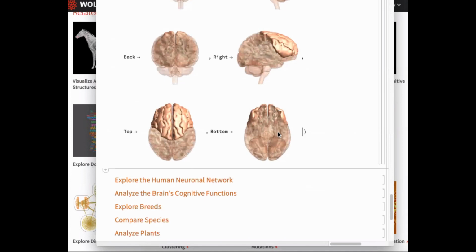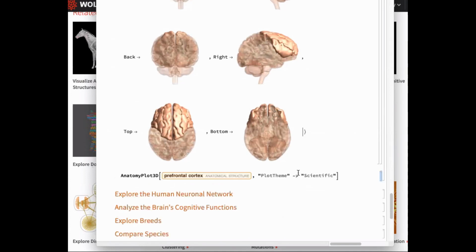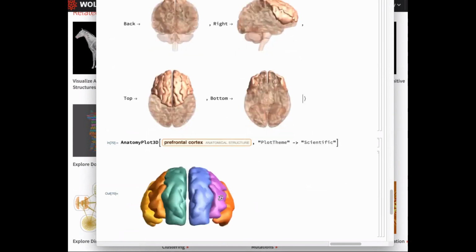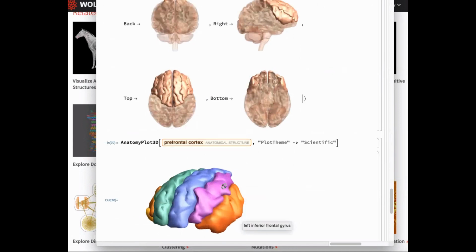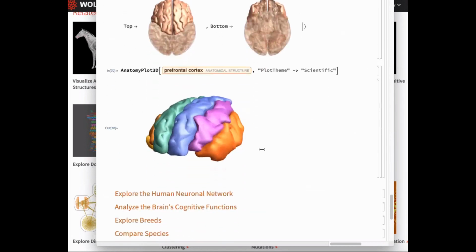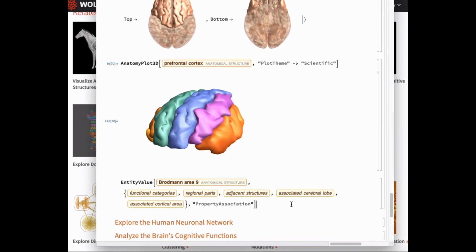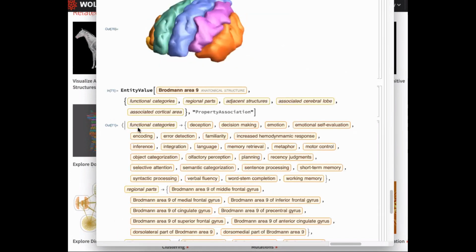And each subpart of the structure can be colored using the AnatomyPlot3D function with the scientific plot theme. You can see the individual gyrus structures. And additional properties help you categorize associated function or identify its hierarchical relationships. For example, here you can see the functions and hierarchical relations of a particular brain region.